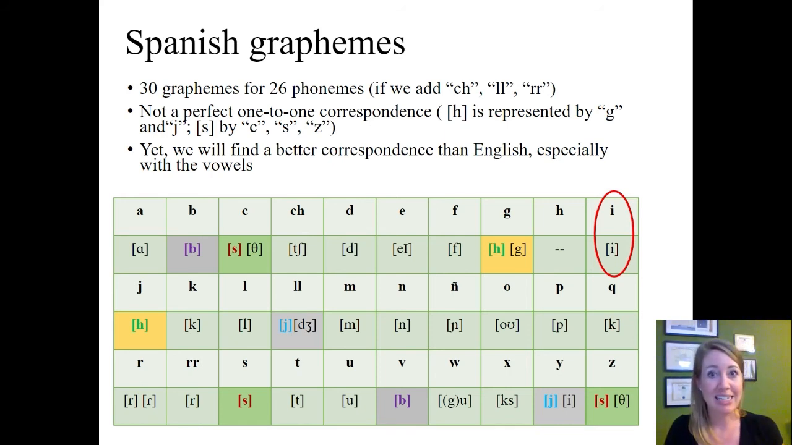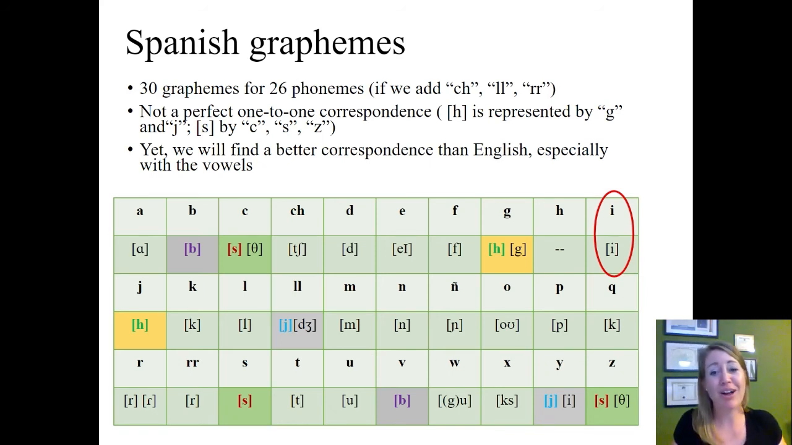The letter C can get two different sounds. Depending on the word you're looking at, it can get the th or the s sound. Same with the letter G, it has two different sound options. Remember we talked about digraphs? Digraphs are when you have two letters representing one sound. So they have ch, as in cheese, right? They have the double L digraph, representing a y sound. And then they have the double R's, which represent that trilled R sound, okay?